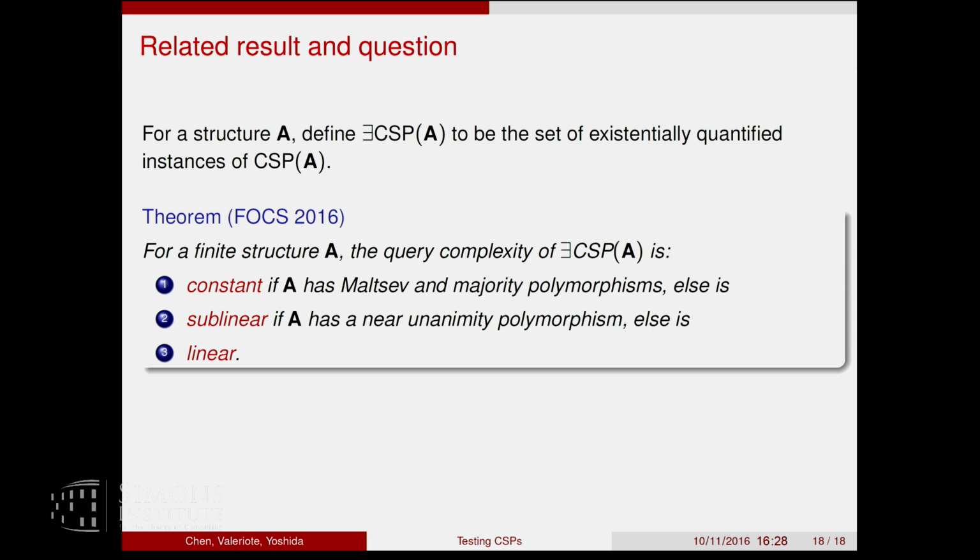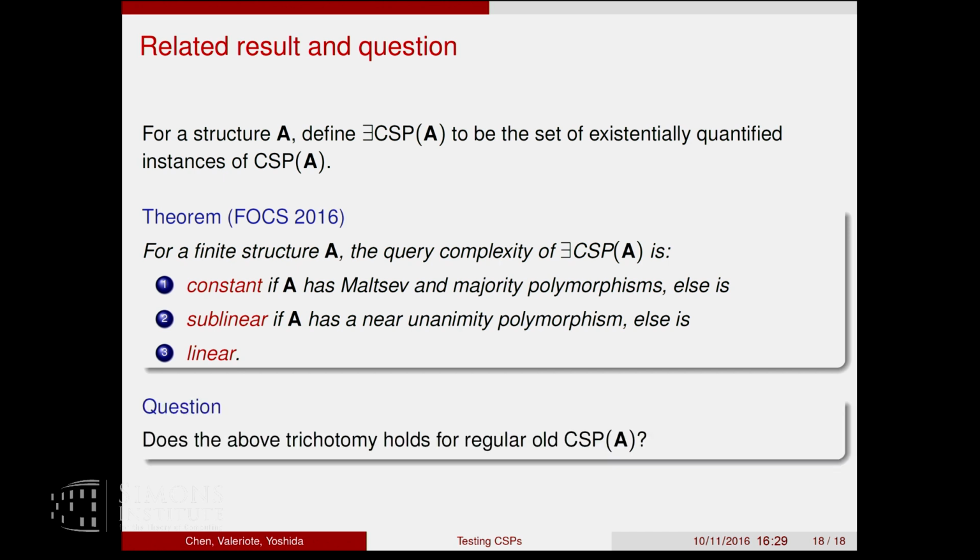In our interpretation we're using lots of existential quantification. So the open problem is: can we get this trichotomy just for the usual old CSP? That's an open question. We have some interesting ideas on that, but they just haven't panned out yet. So that's it. Thanks for your attention.